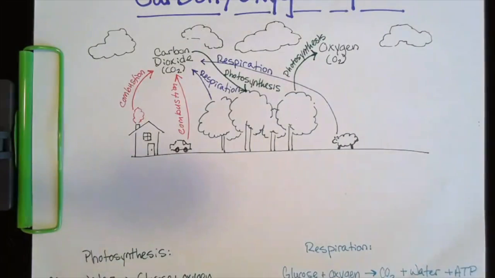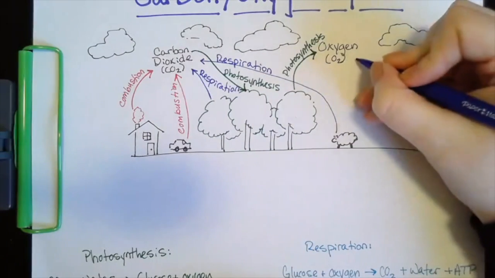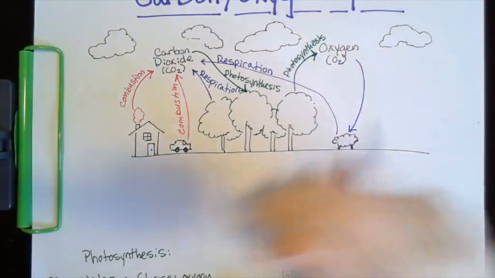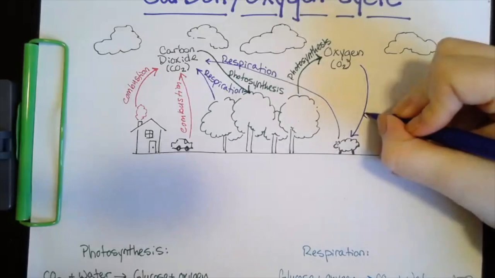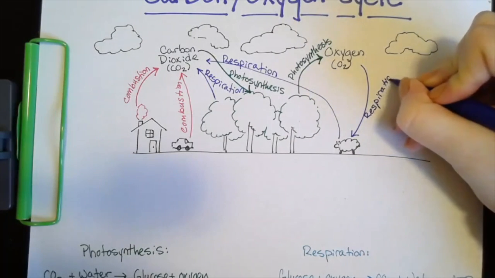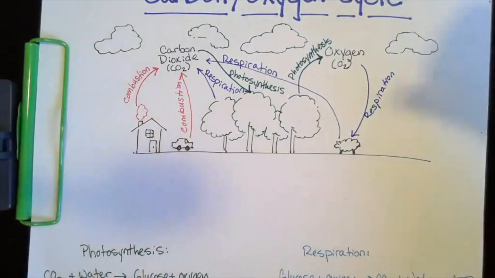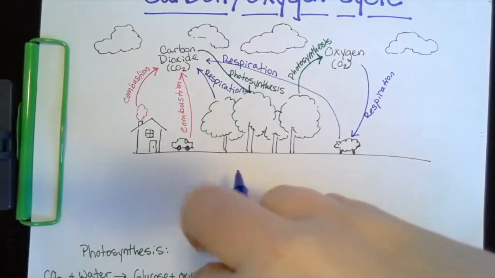If we only ever produced oxygen and didn't use any, that wouldn't be very good for us. That oxygen gets used up during, looking back at our equation, oxygen is used during respiration. So that oxygen comes down to the sheep or to you during respiration. Okay, I know that's a lot of arrows, so let's go over this one more time.